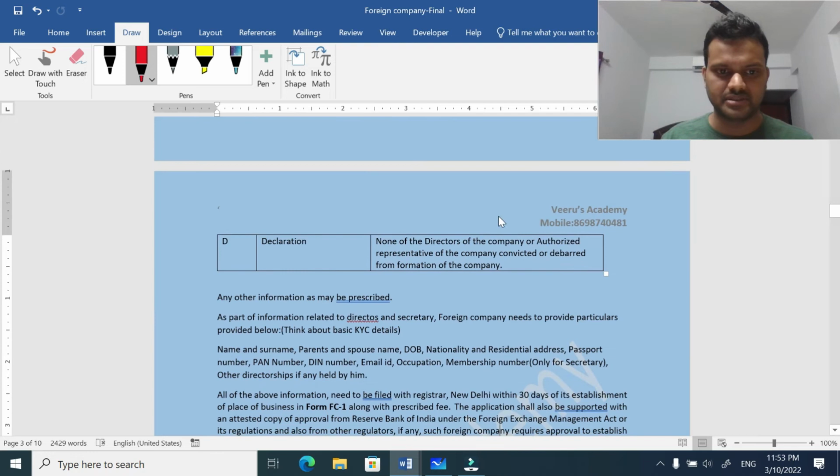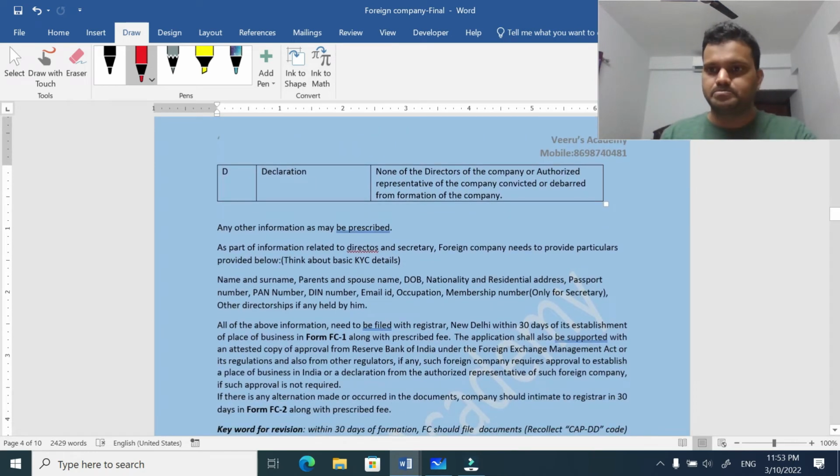The basic KYC information. For that reason, the company rules have provided a list of information as part of formation of this foreign company. They have to give it to the registrar. Apart from the detailed names of the directors and secretary of the company, what are the basic KYC information they need to provide? First, if you see here, as part of the information related to directors and secretary, the foreign company needs to provide the particulars provided below. Think about basic KYC details. Don't try to mug up this. Very general in nature. You can write it on your own.